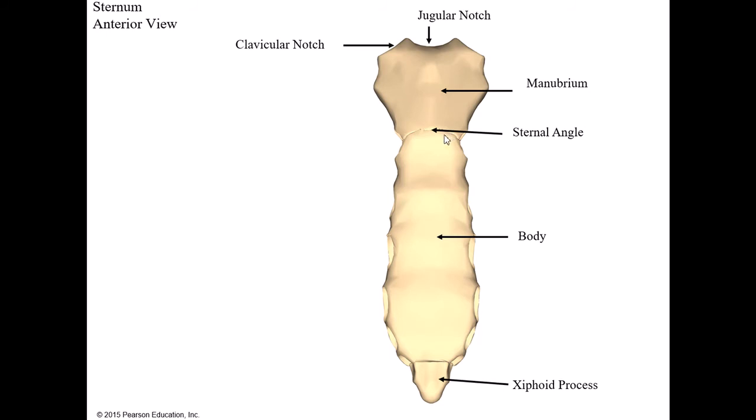We used to call it the angle of Louis, right? But now they call it the sternal angle. This is where the second rib comes in, right? It always comes in at the sternal angle. So this is the body. And then the bottom part right here, this point, this is known as the xiphoid process.